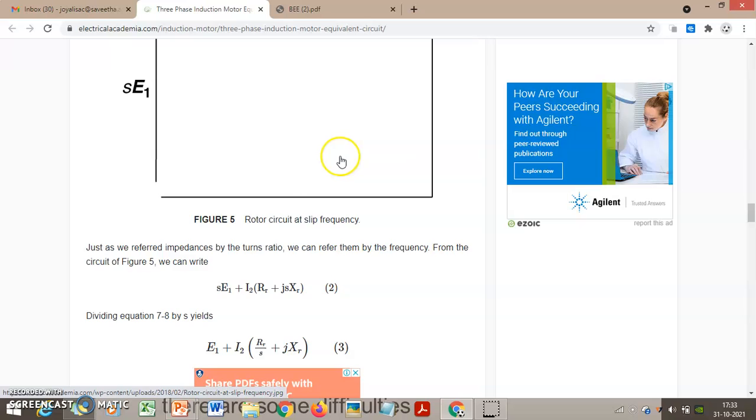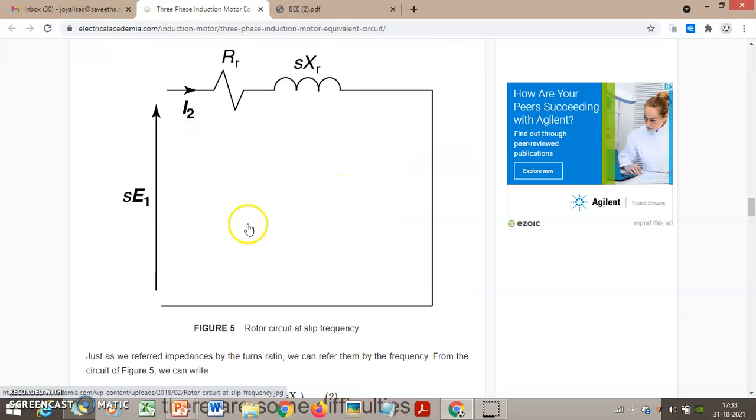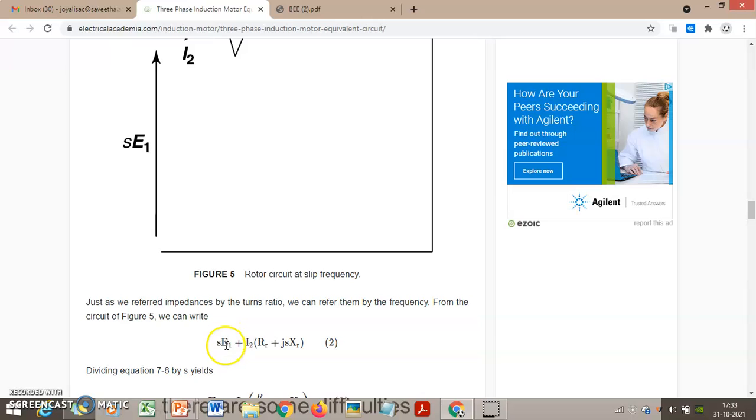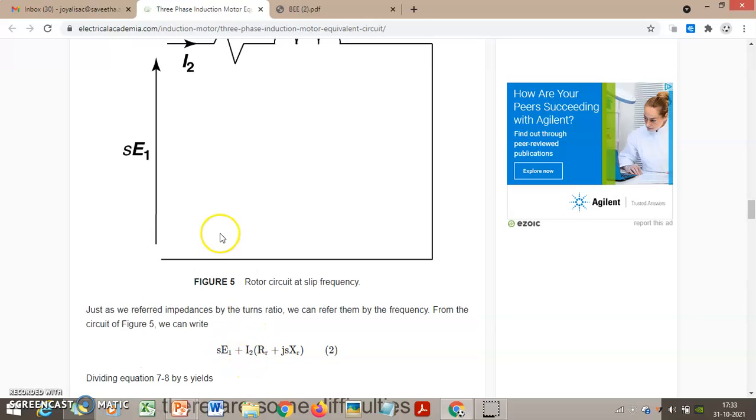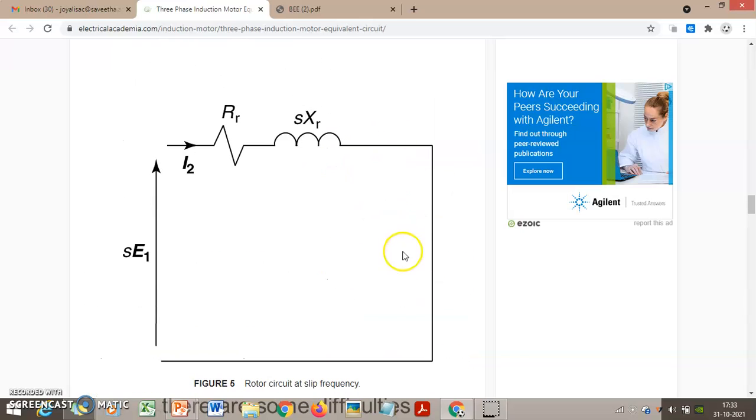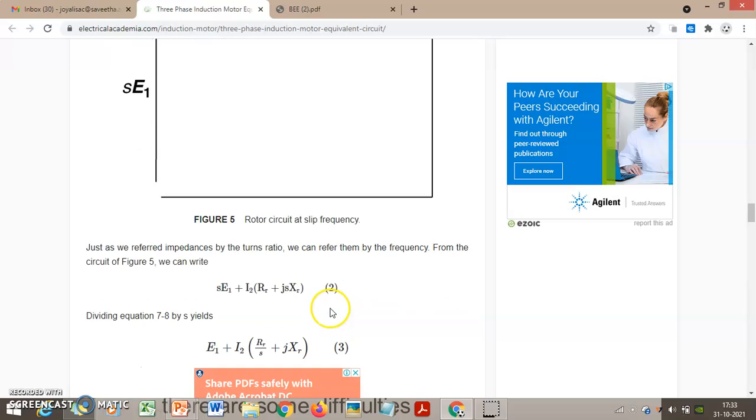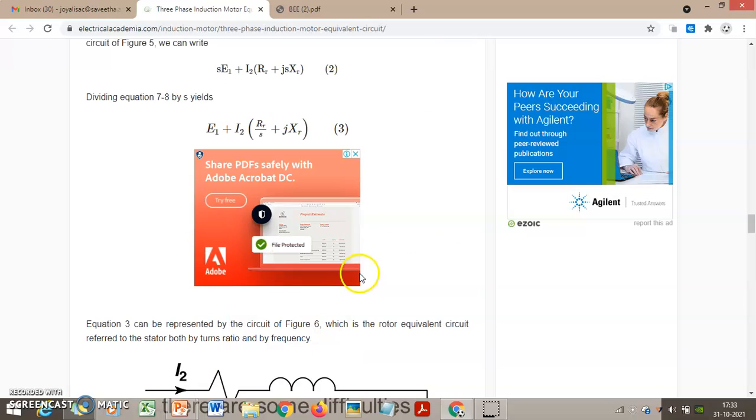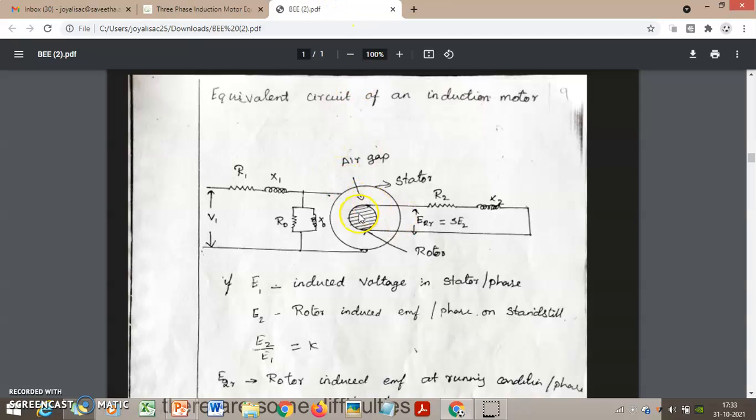After drawing this circuit, if I write the equation, it becomes S into E1 equal to I2 into (RR plus J S XR). We don't have any magnetizing component on the rotor side. So mathematically, they divide the equation by S, so it becomes E1 equal to I2 into (R2 by S plus J into XR). This is taken into account, and we come directly to the next circuit. This is how we deal with it. We'll go directly to the explanation that we have given to students.